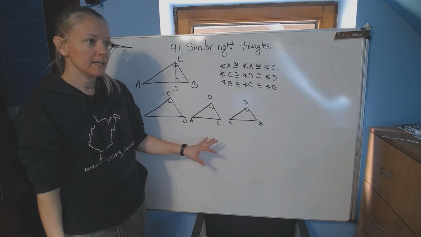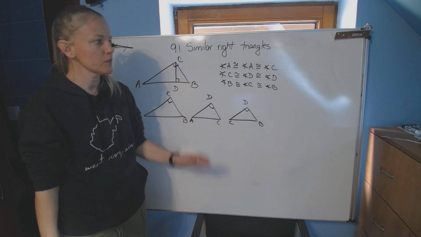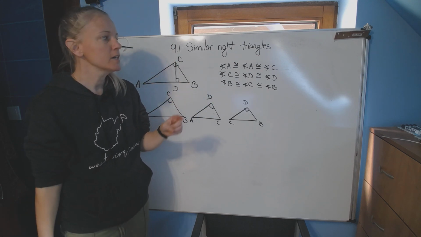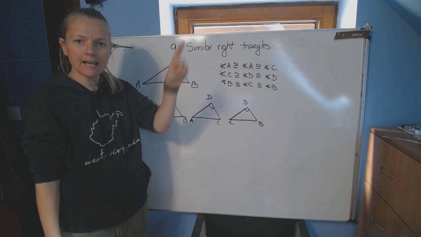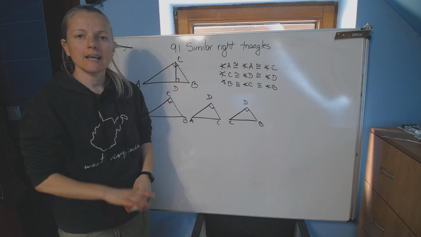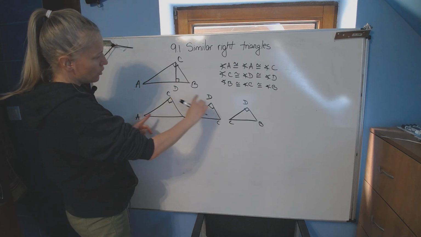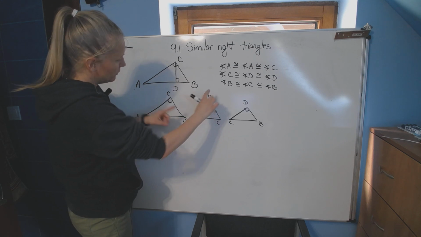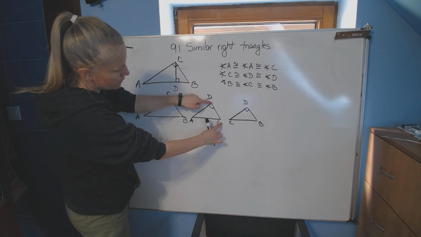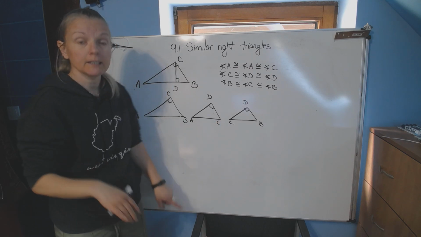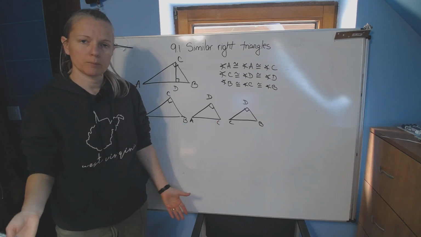We always said in Chapter 8, similar triangles have their angles congruent, just like congruent triangles, but instead of also having the sides congruent, they have the sides proportional, which means this side over the corresponding side will equal this side over this corresponding side and will equal this side over this corresponding side. That was the entire Chapter 8 problem.